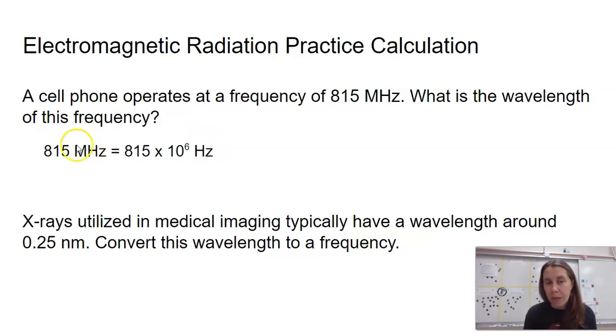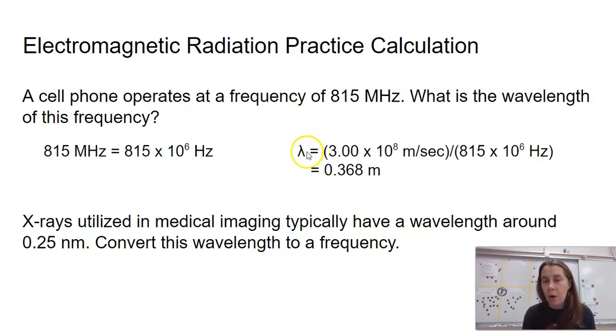So mega, the big M, that means a lot of hertz. So there are 10 to the 6 hertz in 1 megahertz. So 815 megahertz is equal to 815 times 10 to the 6 hertz. And a hertz is the same unit as per second, so you can use them interchangeably.